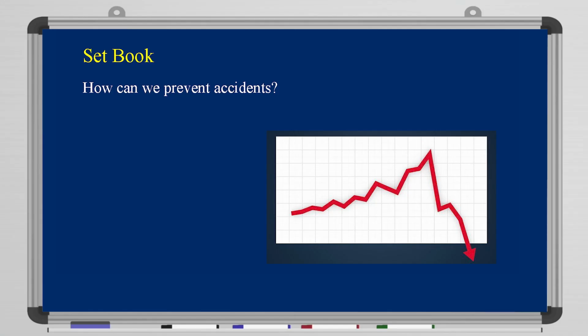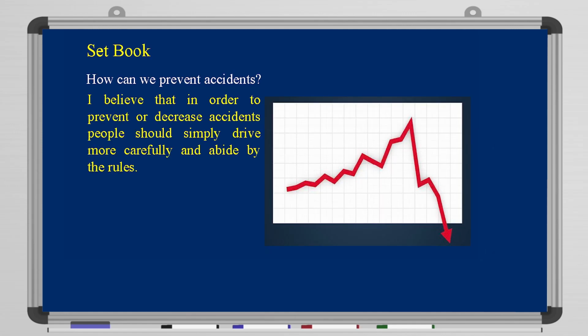Alright? Next, how can we prevent accidents? What can we do to stop them? As people, of course. I believe that in order to prevent or decrease accidents, people should simply drive more carefully and abide by the rules. Abide means to follow the rules. Alright? So it's simple. This is our responsibility. This is what we should do to avoid and prevent accidents.